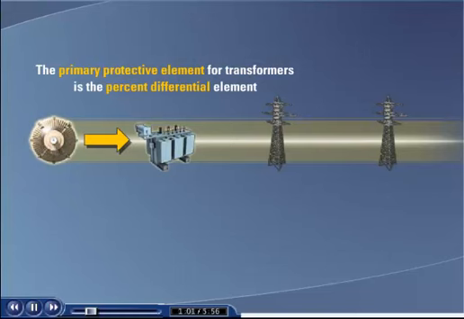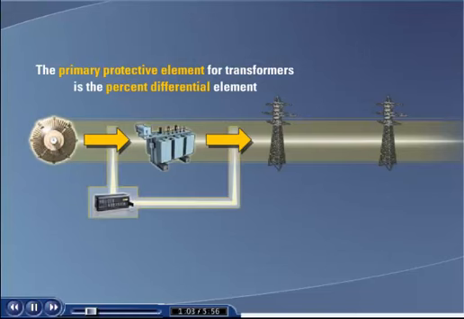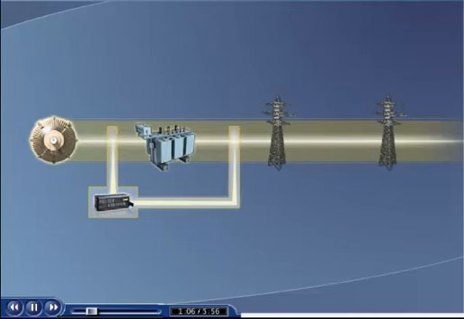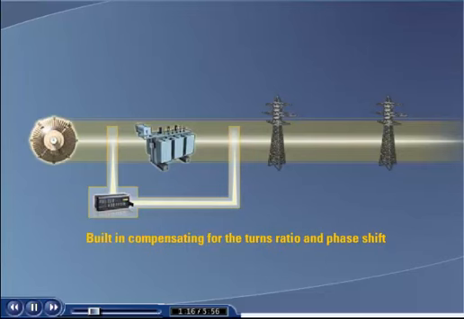current entering and leaving the transformer. Modern microprocessor-based transformer percent differential relays, such as the GE Multilin T35, T60, and SR745 relays, have built-in compensation for the turns ratio and phase shift, and so neither of these topics will be addressed. For further information on the percent differential element's theory of operation, please reference the percent differential section of this course.